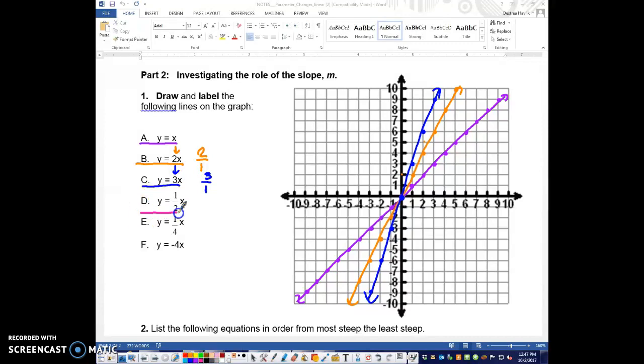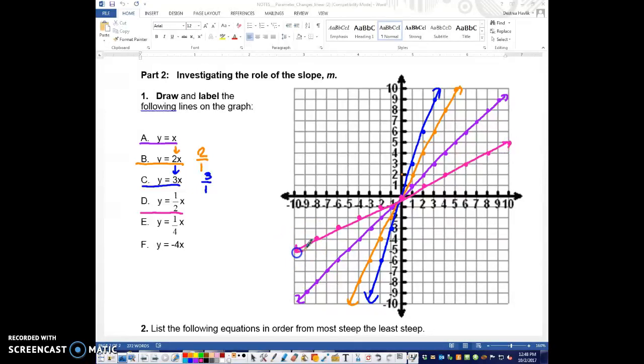So now let's look at y equals 1/2 x. The y-intercept is still 0, but now the slope is 1 over 2. So rise 1 over 2, and keep rising 1 over 2. And then go backwards, down 1 over 2, and keep going. Connect your little dots.